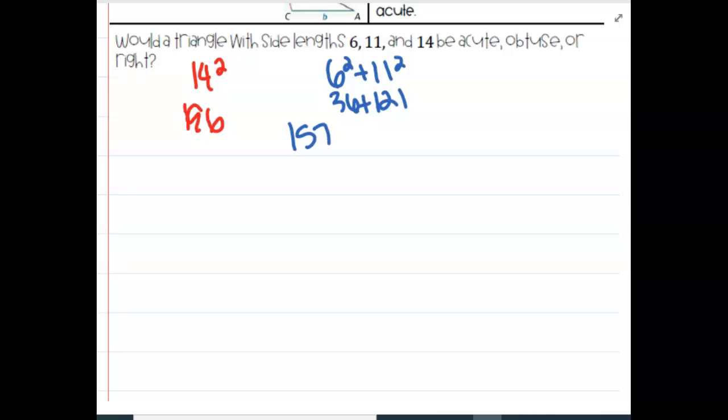Now you're going to compare these two numbers. In this case, 196 is greater than 157. So if the square of that longest side is bigger than the sum of the squares of the other ones, this is going to be an obtuse triangle. If it was the opposite way, it would be an acute triangle.